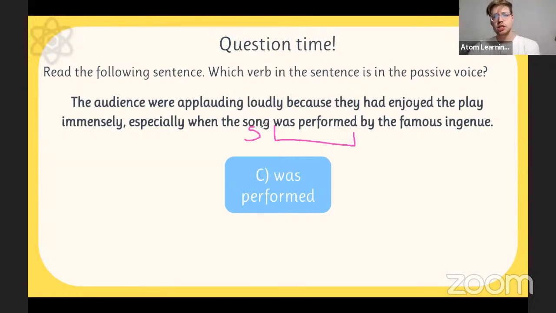Was performed. Is the song performing the action? No, it's not. So I know that this needs to be the passive voice. So was performed is our verb in the passive voice. And then famous ingenue is going to be our agent.